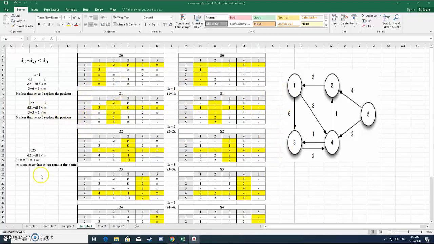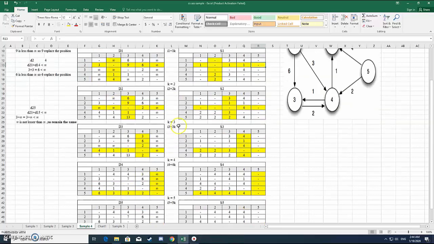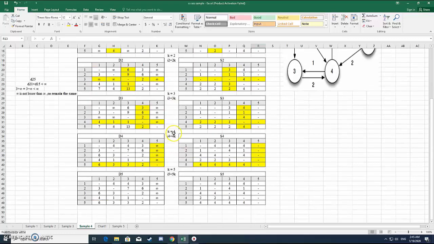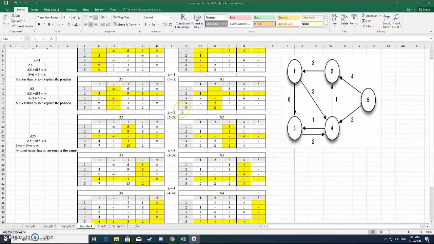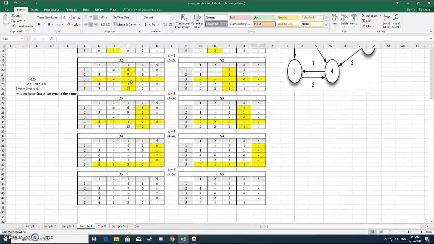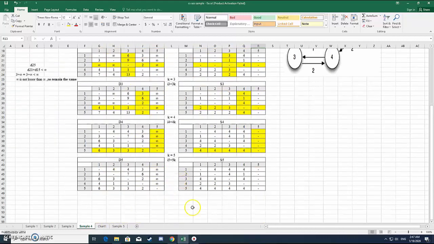Okay, if we need to do iteration 2, then k will be equal to 2. When k equals 2, row 2 and column 2 will be ignored. And then when k equals 3, row 3 and column 3 will be ignored. When k equals 4, row 4 and column 4 will be ignored. And when k equals 5, row 5 and column 5 will be ignored. Okay, so the steps are the same as when we completed iteration 1. So we do this until iteration 5.